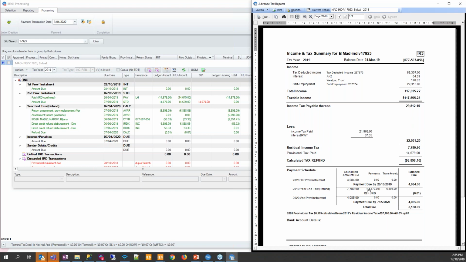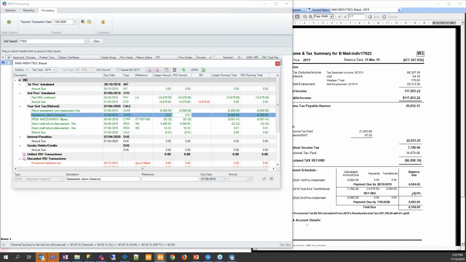Payments, so we've got the payment, the 14,679, and then we have transfers, which is reflected by this transfer here, 6908, and that leaves us with, as I say, at the moment, this 1 cent variance isn't being reflected in this figure. That's the one outstanding issue that we have.